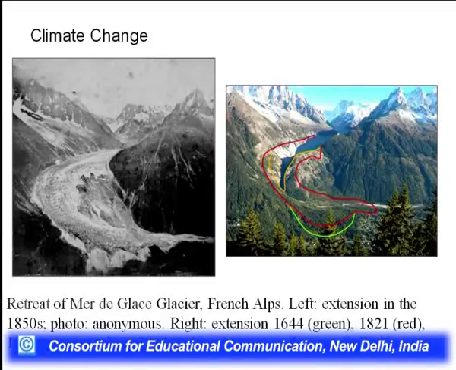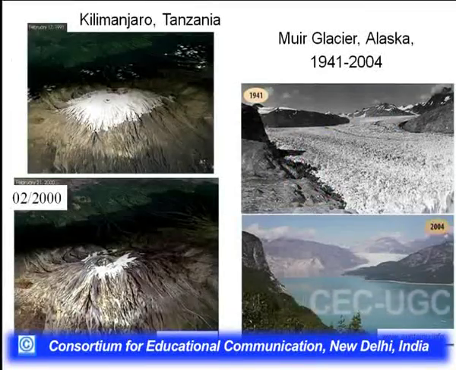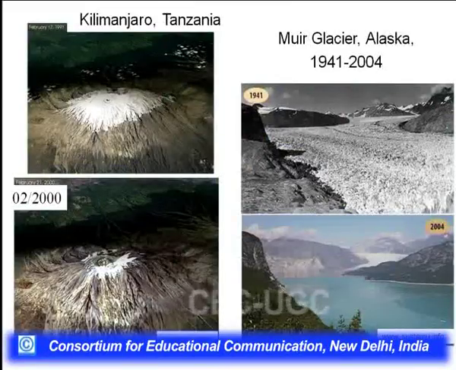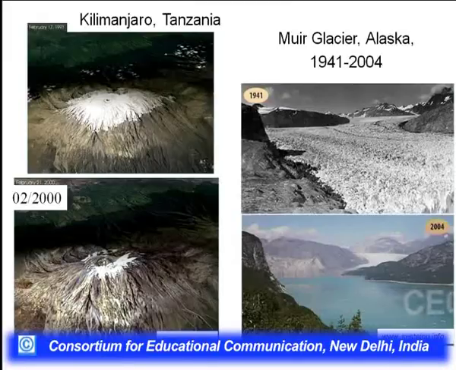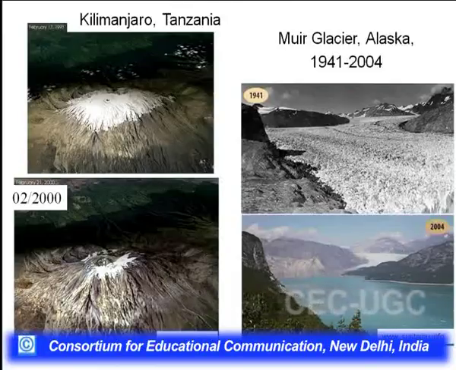I am taking here the retreat of Mer de Glace Glacier, French Alps, left side, its extension in 1850. Now, you can see how change is taking place. This is very visible. The data is from 1644, and then the later, more current one. Kilimanjaro, Tanzania is very famous, where you can also find this, in photographs taken from NASA, and Muir Glacier in Alaska. In both places, as I have discussed earlier, the whole glacier mass balance is declining in this region.